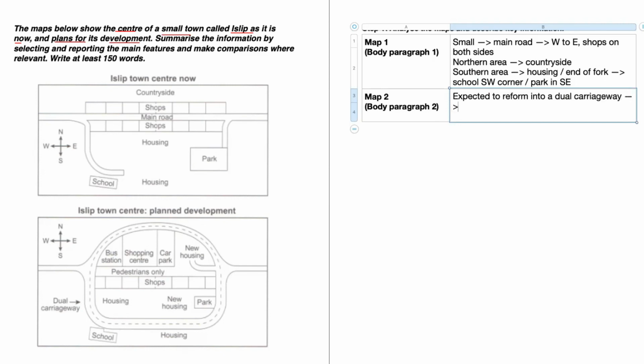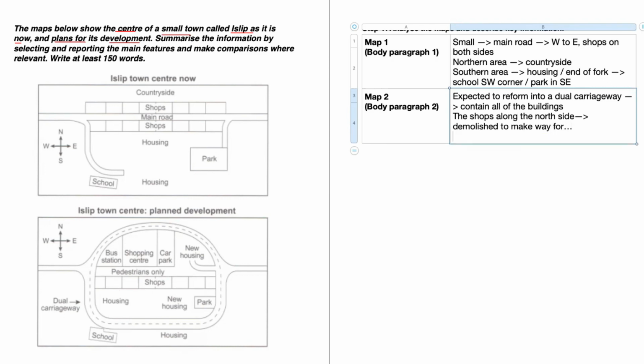And that is going to contain all of the buildings, it seems. You see how everything is in this dual carriageway. So the shops that were along the north side of the new pedestrian street, if we look here, these shops that we saw in our first map, it looks like these are going to be demolished, for example, to make way for this bus station and the shopping center and the car park. So I want to say that these things will be demolished to make way for, I'm not going to write all of these things, I'm just going to note the bus station, the car park, etc. And then I'm going to make another point.